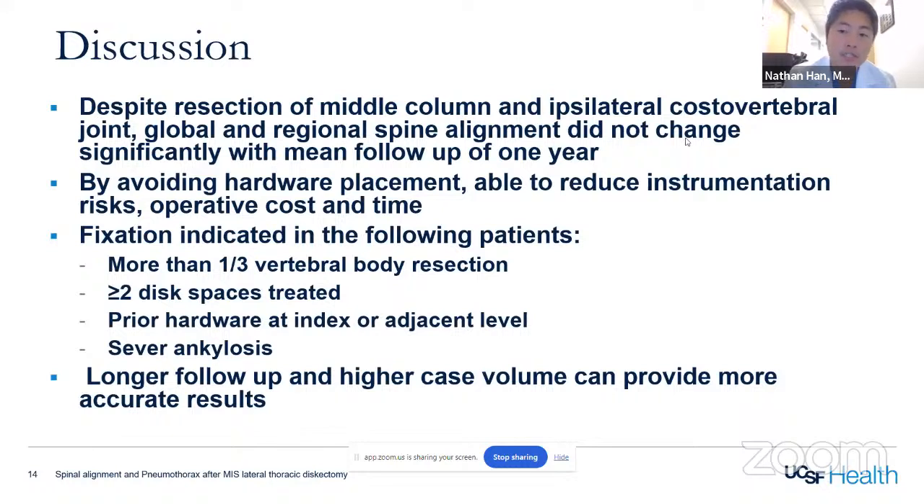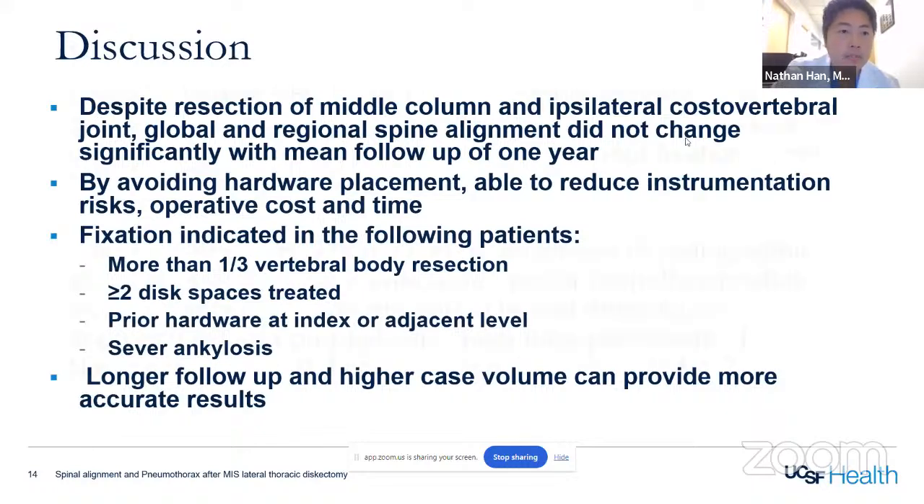The paper does mention that fixation may be indicated in patients who require more anatomical dissection than what we mentioned before, if you need to treat more than 2 disc spaces, or if they had prior hardware and have severe ankylosis. And obviously, with longer follow-up and a higher case volume, we can provide more accurate results in the future.